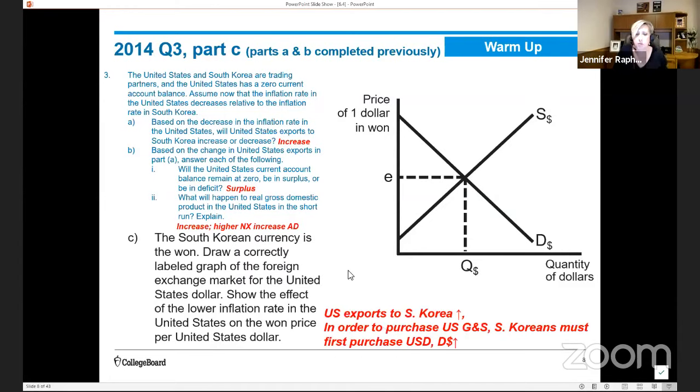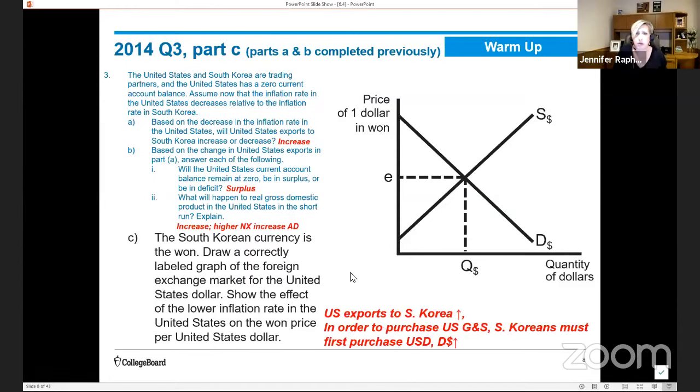Okay, so when US exports to South Korea increase, in order to purchase more US goods and services, South Koreans must first purchase US dollars. So that's going to cause an increase in the demand for dollars. Does that make sense? In order to buy more dollar denominated goods, you need more dollars. So we're going to increase the demand for dollars. And if the demand for something goes up, all else equal, we've already learned in multiple other markets that the price of it is going to go up.